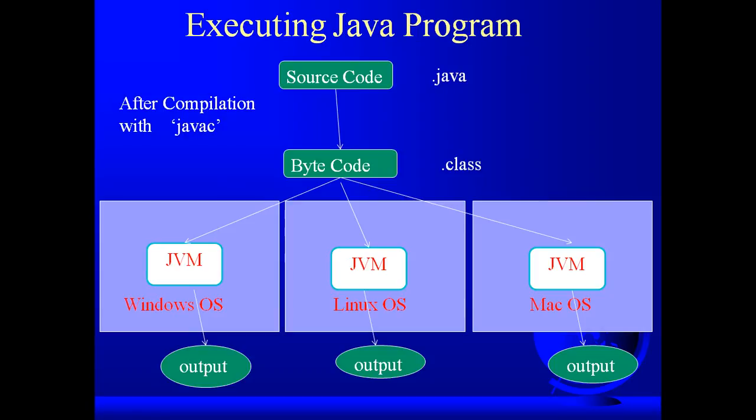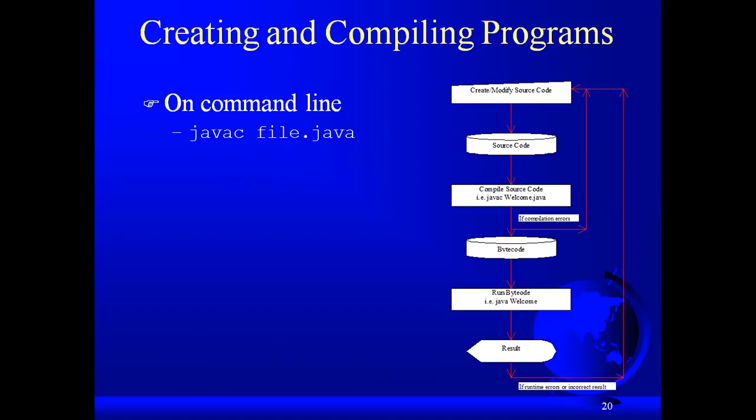Understand this? So this is the way. On the command prompt we need to create and modify source code. That source code will be the Java file, welcome something like this. Then the bytecode file will be created. Run the bytecode with java, something like this, and the result will come, isn't it? This is the way to execute the program.